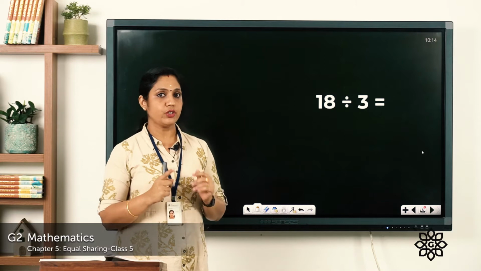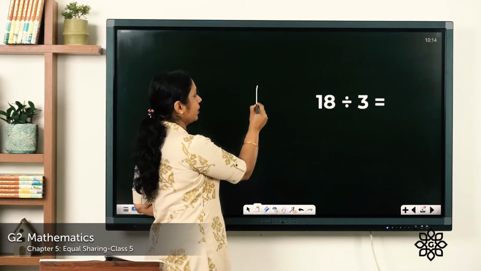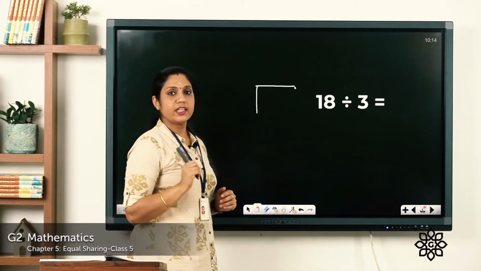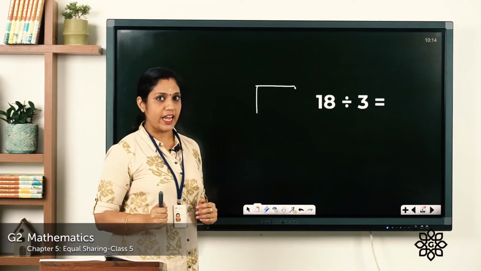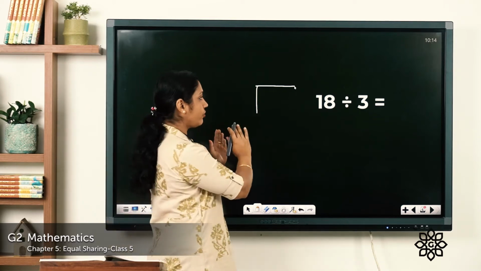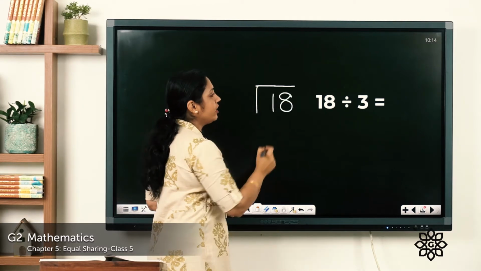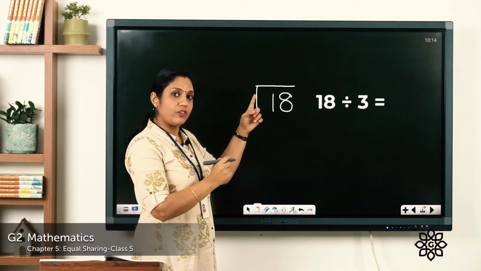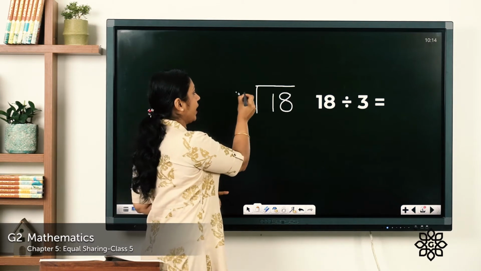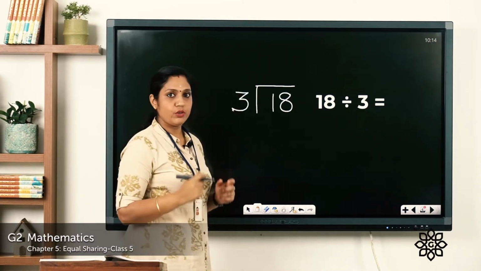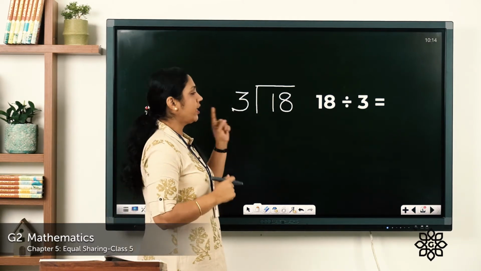So first we have to draw the lines and the dividend. Which is the dividend here? It is 18. So where do you have to write it? You have to write it inside this line. Write 18 and the divisor is 3, and we have to write it outside the line. So write 3 here.